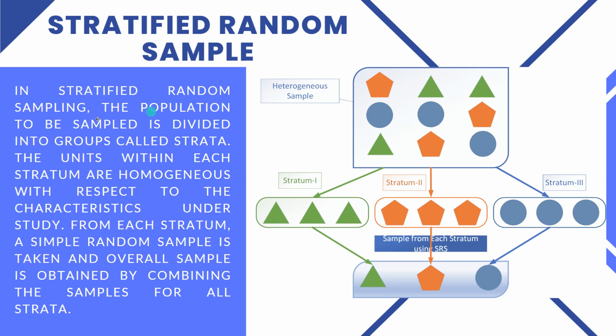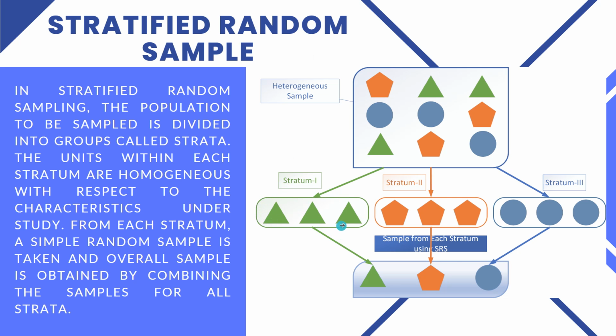So in stratified random sampling, the population to be sampled is divided into groups called strata. Then units within each stratum are homogeneous with respect to the characteristics under study. As you can see, these strata are internally homogeneous. From each stratum, a simple random sample is taken, and the overall sample is obtained by combining samples from all strata.